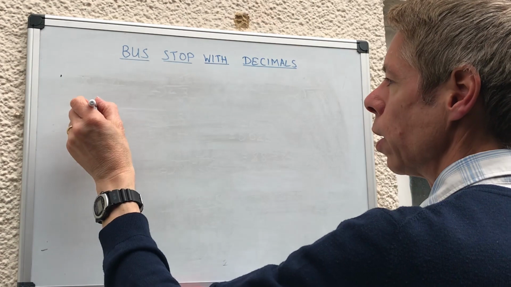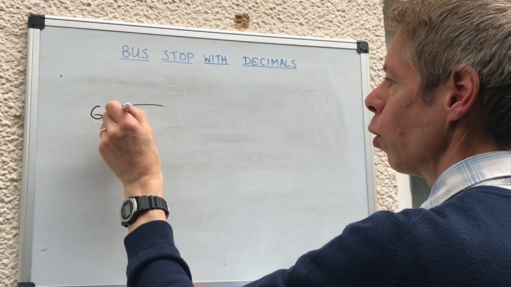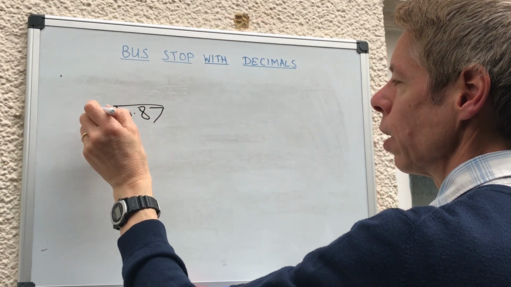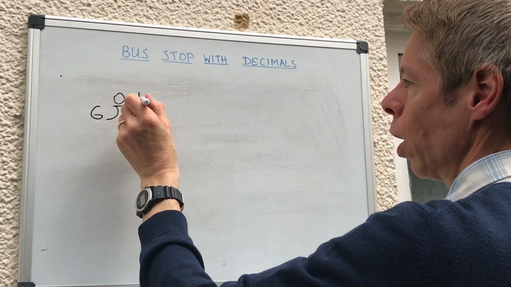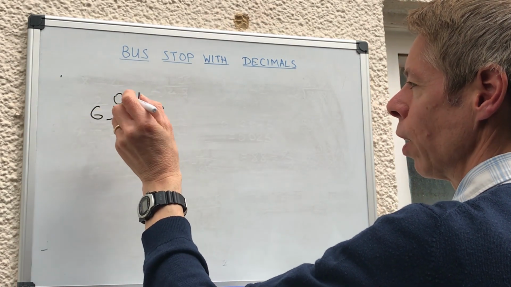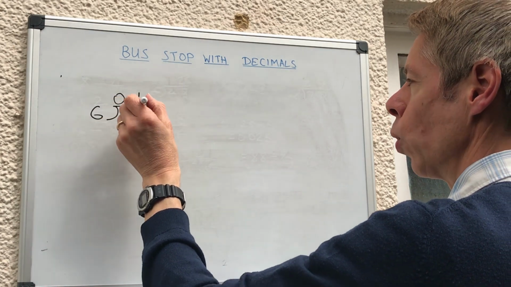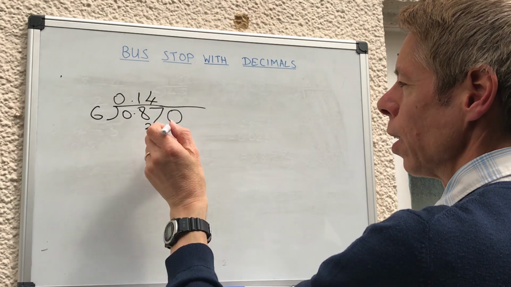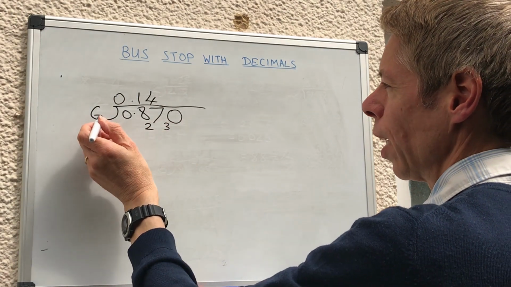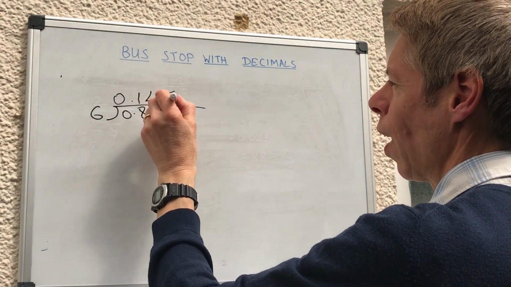So 6 into 0.87. 6 into 0 is 0. 6 into 8 is 1, remainder 2. 6 into 27, well, 4 6s are 24. So again, we've got to extend. So that gives a remainder of 3. 6 into 30 is 5.